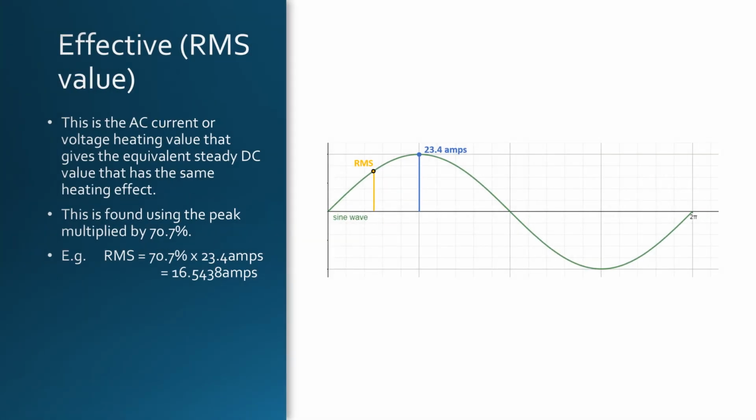Finally, we have the effective RMS value. This is the AC current or voltage heating value, which gives the equivalent steady DC or direct current value that has the same heating effect. In a sine AC graph, this is found using 70.7% multiplied by the peak of the graph. In the example to our right, we can find the RMS by multiplying the 23.4 amp peak by 70.7%, which will give us around 16.5 amps.